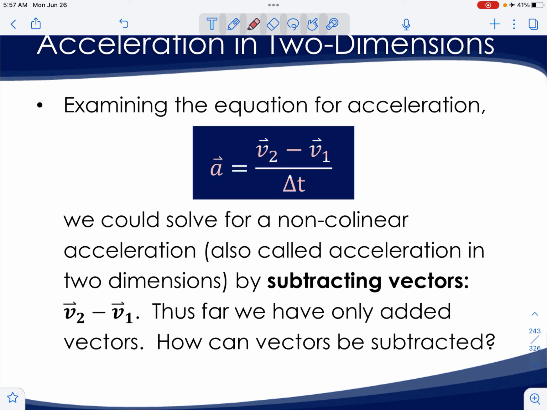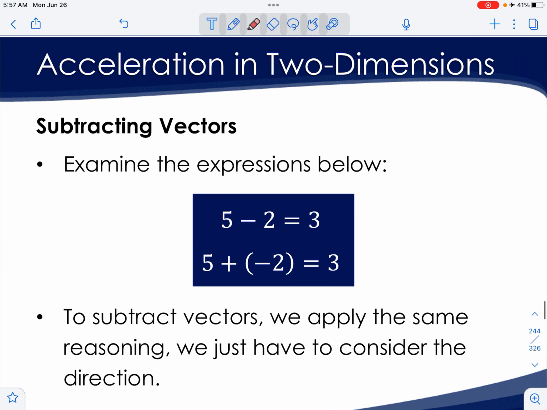Okay, so we did vector addition, right? But how do we do vector subtraction? So one way to look at this is you can look at the equation 5 minus 2 equals 3. But you can also make that equation say, this is the same equation right underneath it, which is 5 plus negative 2, right? So 5 minus 2 is the same thing as 5 plus negative 2. So in order to subtract a vector, we apply the same reasoning. We add 2 vectors, but we take the second one, the negative vector, if you will.